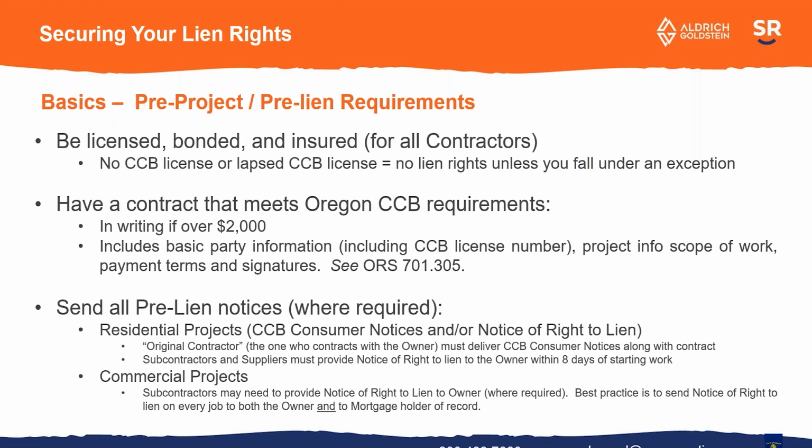And this is because it helps establish priority over the bank, what they call the mortgagee. So if you don't provide a notice of right to lien as a subcontractor to the bank, then your lien, even though it may have priority over the owner, it won't have priority over the lender necessarily. And they're the ones with the money.